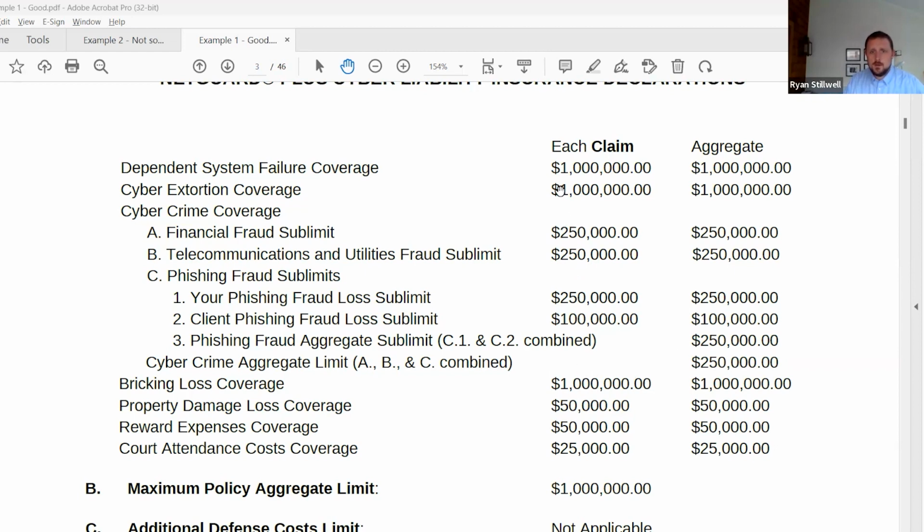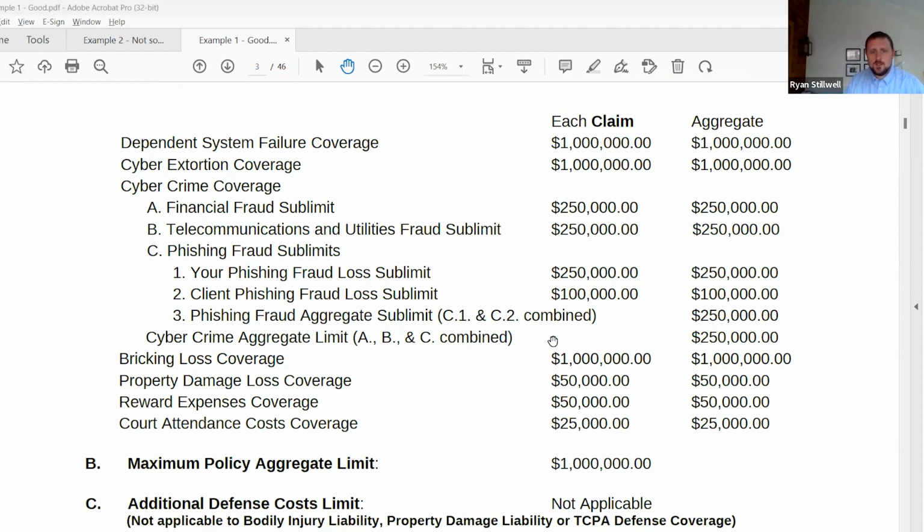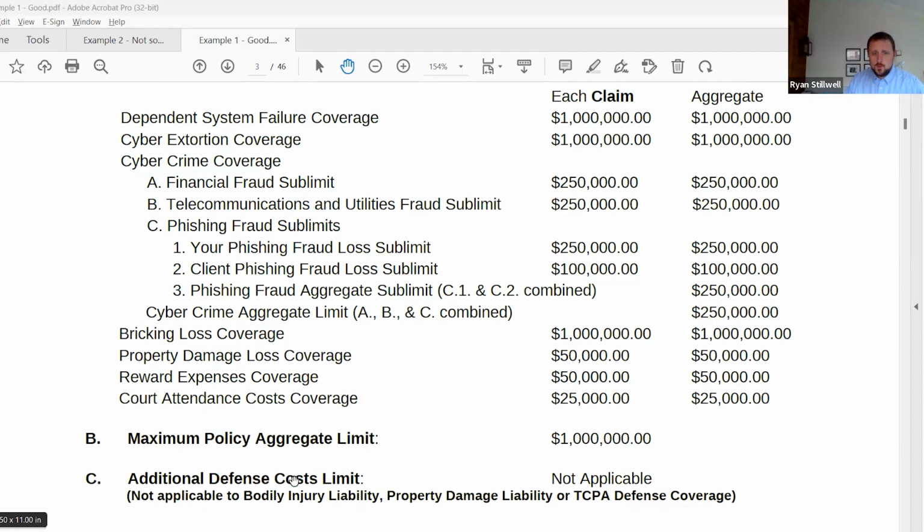And you can see here, it goes into a lot more detail. Now, this is an example where additional defense costs are not applicable. So you have defense costs within these limits, but there are also ways to customize these policies to get additional defense costs, have them be outside of the normal limits, or just flat out increase these coverage limits, which with carriers that are offering this as an endorsement to a business owner's policy, a lot of times you can't get coverage limits beyond $250,000 in aggregate.